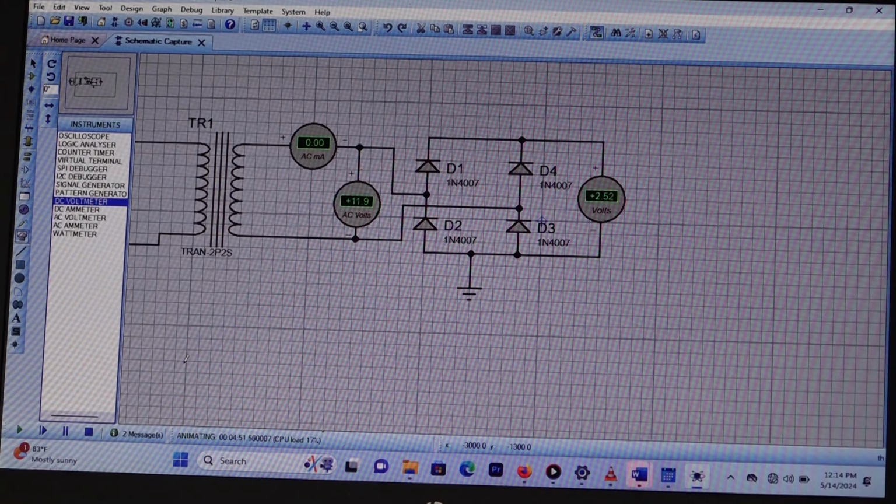Take 15.57 volts minus 2.51. What do you get? Hurry up, please. 13.04. So it means we are missing 13.04 volts of the voltage that we expect at the output of the bridge rectifier.